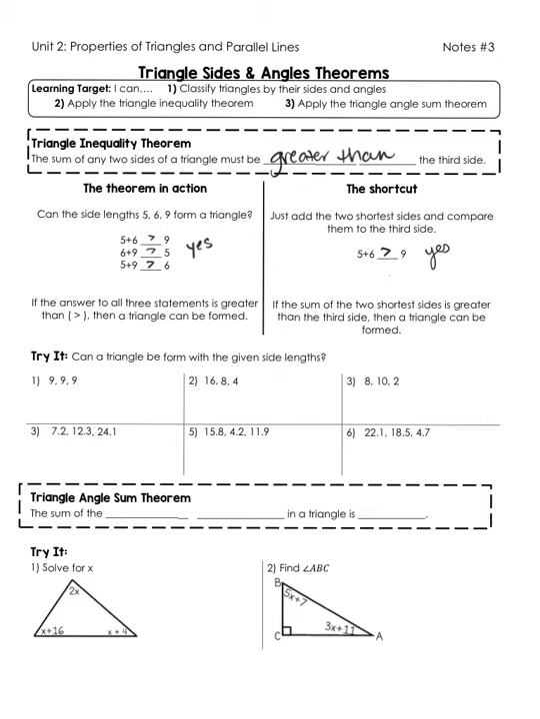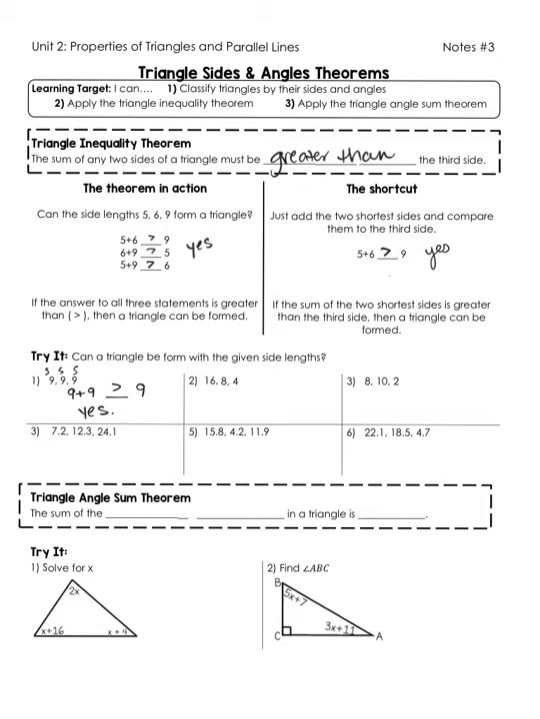In these try it problems, I am going to use the shortcut. I'm going to look for my two shortest sides, and when I add them together, they need to be greater than the third side. Not greater than or equal to, they need to be greater than. If I look at number 1, all three of these sides are the same. Oh look, they're all short sides this time. So if I add my two short sides together, 9 plus 9 is greater than 9. That's absolutely true. So yes, I can make a triangle here.